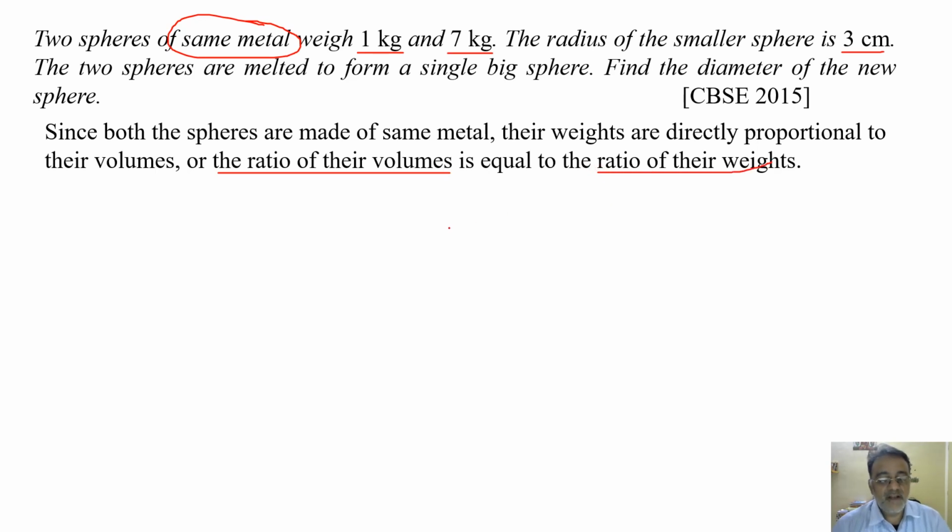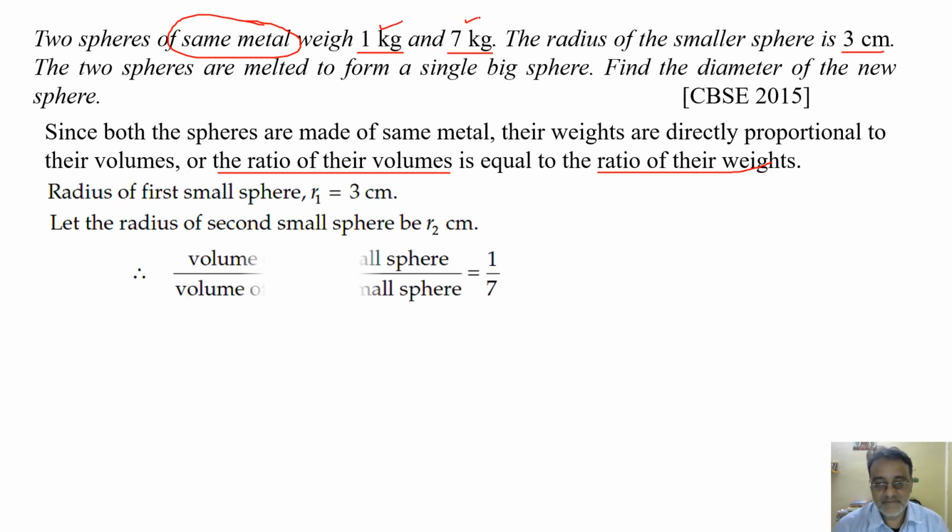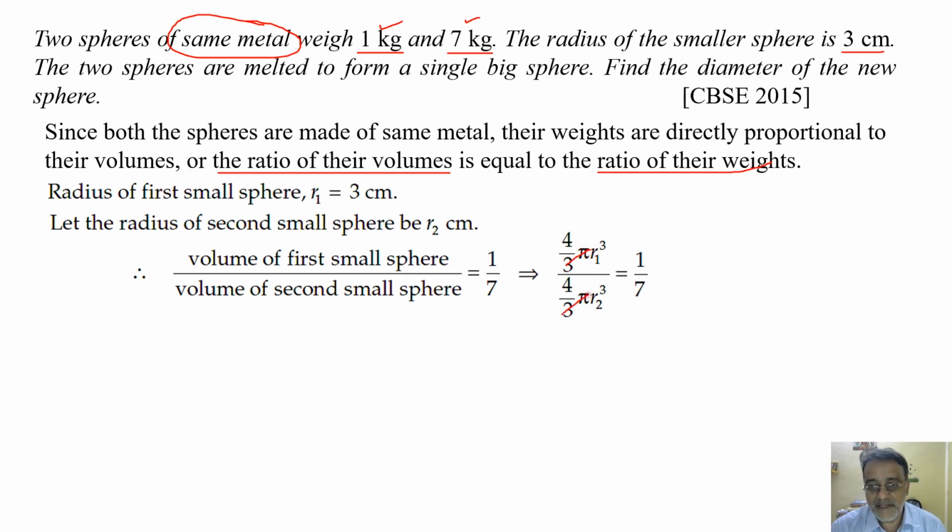So let the radius of the first sphere, it is given 3 centimeter, but the radius of the second sphere is not given. So we are taking R1 as 3, R2 we need to find. So the ratio of volumes will be equal to the ratio of weights, 1/7. This is clear? Yes, sir. Right. Volume of first sphere 4/3 pi R1 cube. Volume of second sphere 4/3 pi R2 cube. So here pi by 3 and 4 will be cancelled, and we are getting R1 cube, that is 3 cube, and R2 cube.